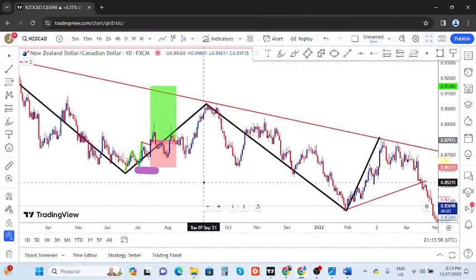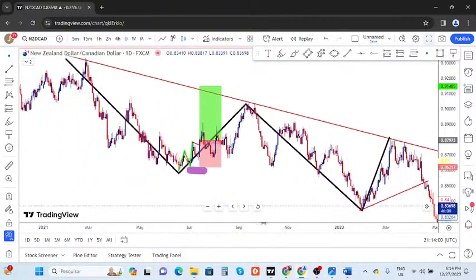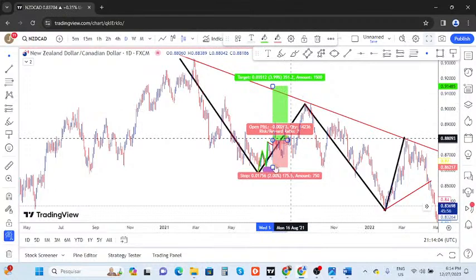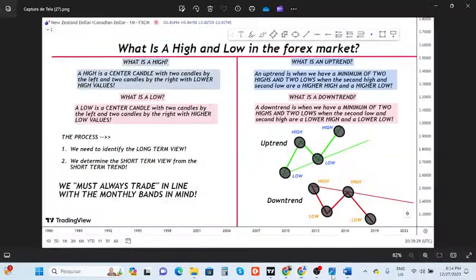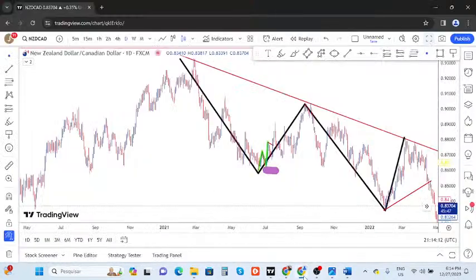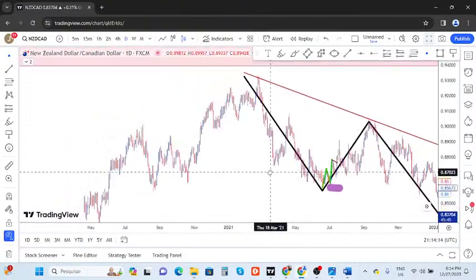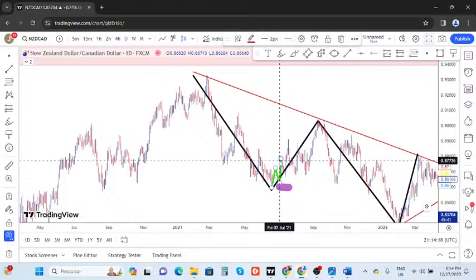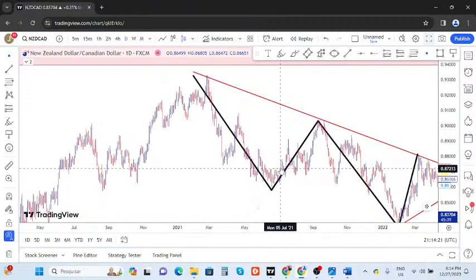This is the daily time frame. This is an example, because we always want to trade in the direction of what? The monthly band. Let's not forget what I said earlier. We must always trade in line with the monthly band. So let's assume we are trading a downtrend. In this case, we are going to be looking for a downtrend. We are not going to trade an uptrend, but I'm just giving you guys an example.